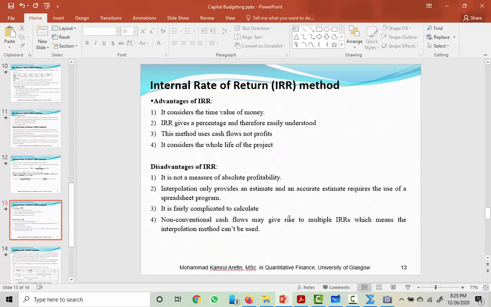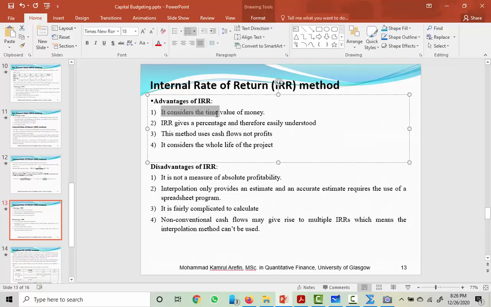Right? So now let us study the advantages and disadvantages of the internal rate of return method. An advantage of IRR, obviously like the net present value method, is that the IRR method also considers time value of money, because to calculate IRR we need one positive NPV and one negative NPV. So IRR also considers time value of money, right?